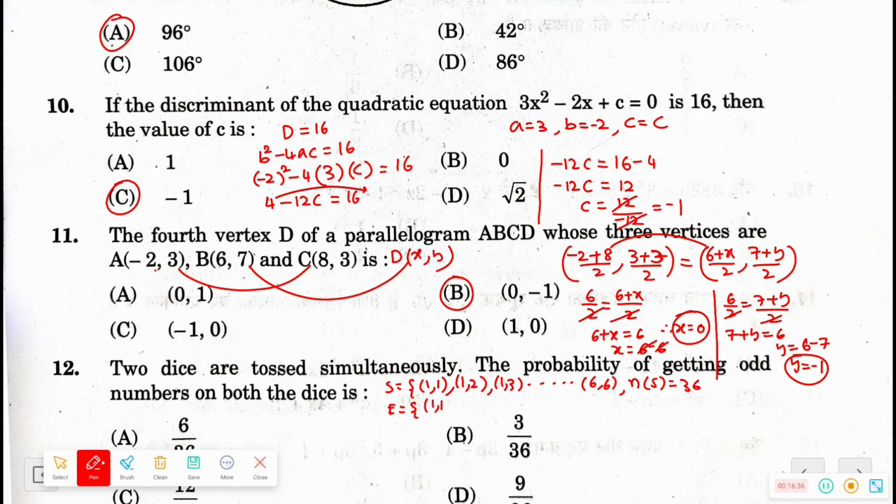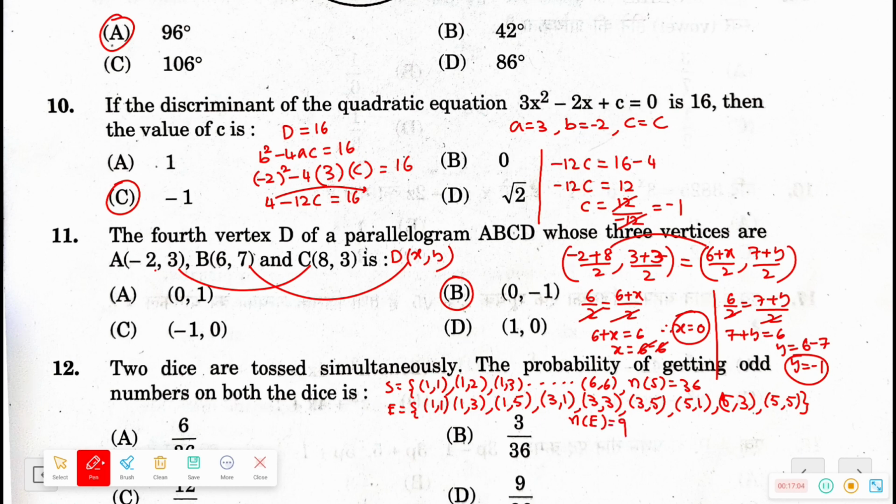They are (1,1), (1,3), (1,5). Similarly, (3,1), (3,3), (3,5). Next, (5,1), (5,3), (5,5). Total how many are there? 9 are there. So n(E) is equal to 9.